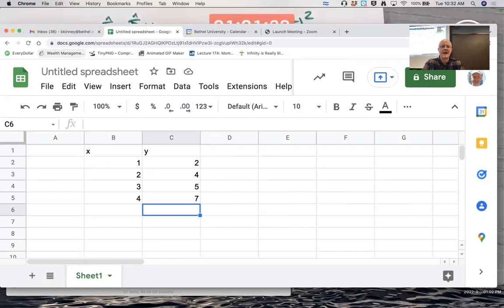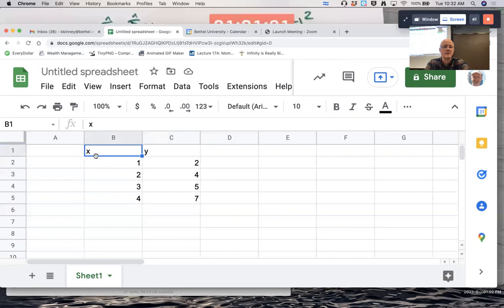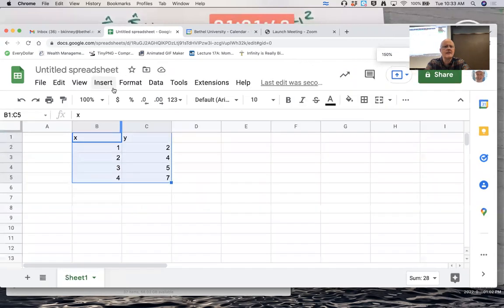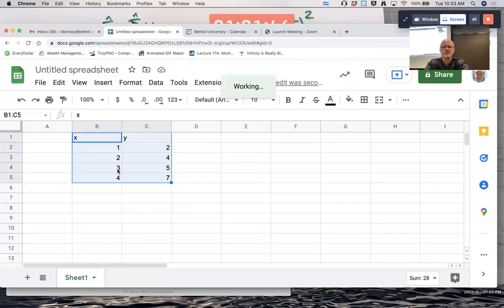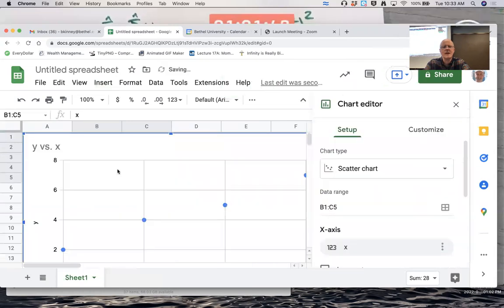But if you're just after the answer as quick as you can, at least in Google Sheets, I think I like Google Sheets for making graphs better than I like Excel, generally speaking, especially for histograms. You can highlight the data. I included the X and the Y in there. And go to Insert Chart. It did pick a scatter chart by default, which is good.